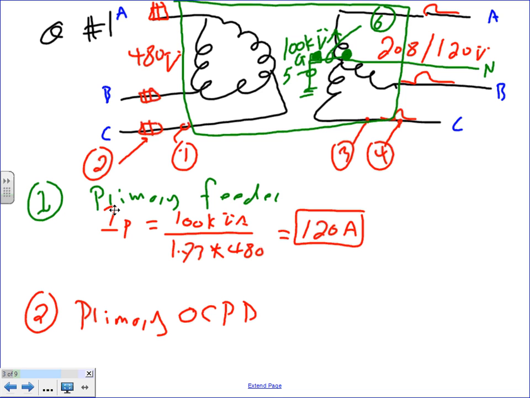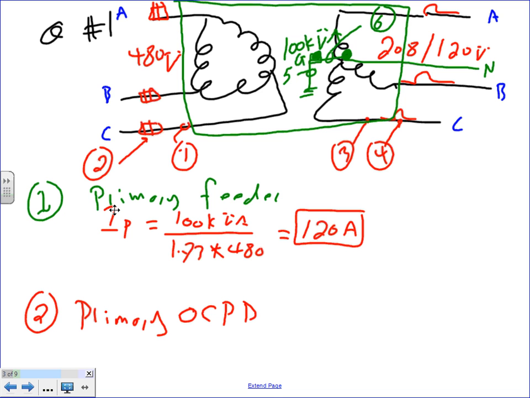Any questions, guys, about this? Any question about 120 amp? Did you guys come up with 120 amps? Okay. That's a full load current.